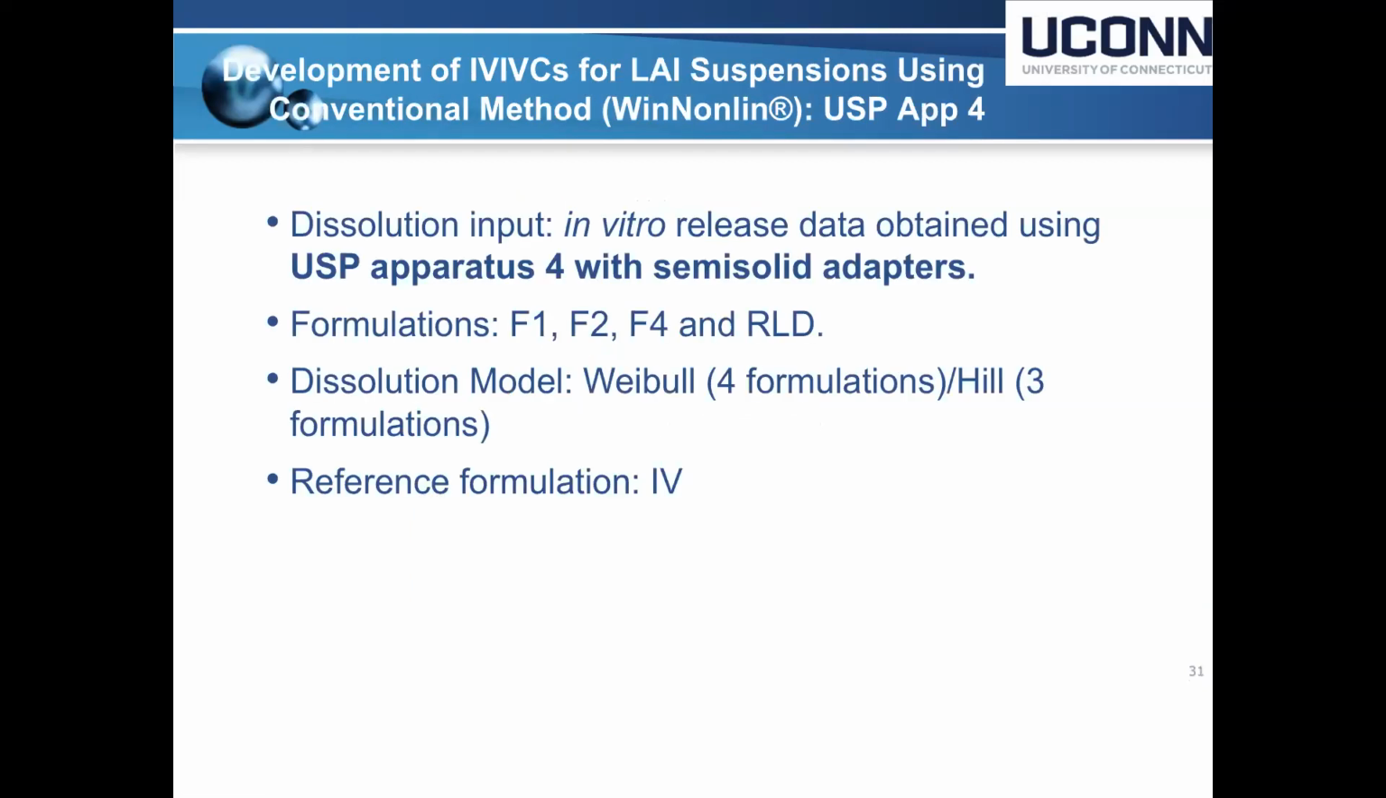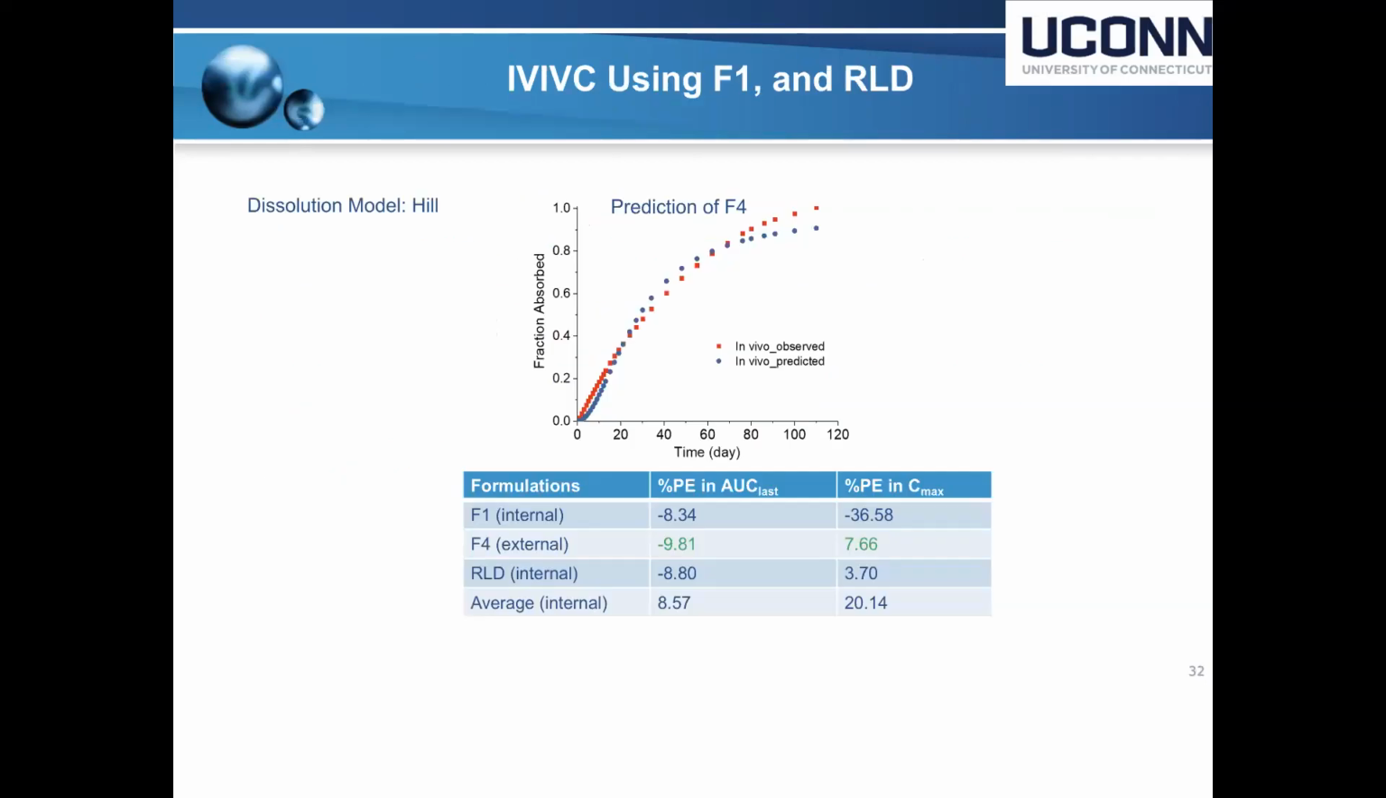We then worked with the data we had from the USP Apparatus 4. We used the formulation F1, F2, F4, and the RLD. And we used the models, the Weibull when we tried with 4 formulations, and the Hill when we tried with 3 formulations. And with the Hill, with F1 and the RLD, we got very good prediction of F4, with the prediction error for the AUC less than 10%. Also, the prediction error for the Cmax was less than 10%.